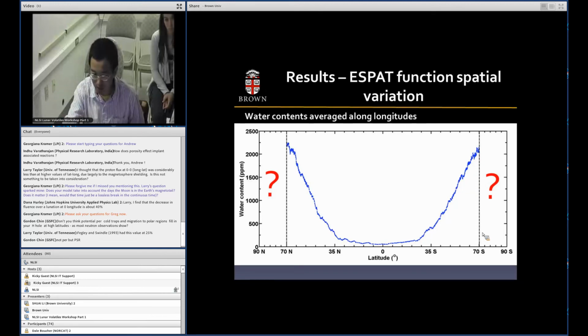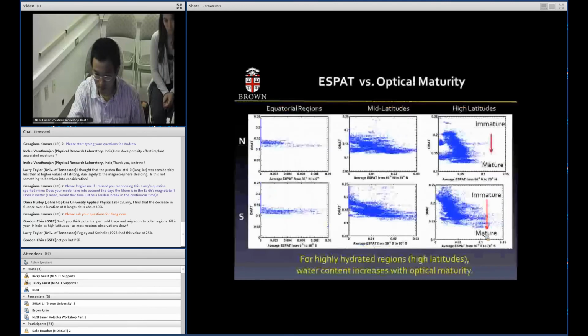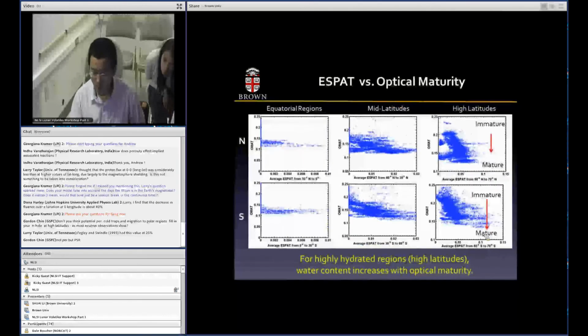But I want to mention here, if we show the results for polar region, it will be similar to what the previous talk showed. They will drop at the polar region, but we are not quite sure about those results. And then we want to know the aspect function, the water content compared with the optical maturity.